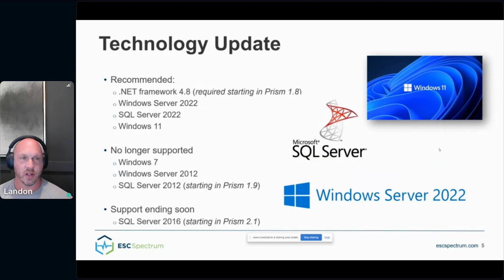So that's the 8864. Now a little technology update. We're currently on .NET Framework 4.8. That was required starting in Prism 1.8. Windows Server 2022, SQL Server 2022, and Windows 11 are recommended. Some notable no longer supported are Windows 7, Windows Server 2012, and SQL Server 2012 starting in Prism 1.9. Again, SQL Server 2012 will not work with Prism 1.9 and above, so make sure you have that upgraded. We do have support ending soon for 2016, but that's currently still supported.